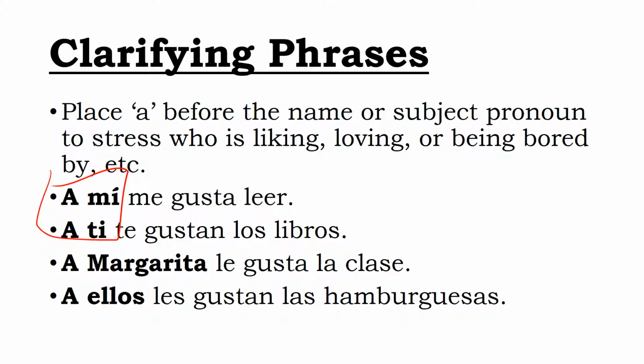For the rest of the forms, all of the rest of the subject pronouns, we can say a ellos, a él, a nosotros, a vosotros, or a person's name or a general title, like a Margarita, a la profesora, al alumno. All of these can be used in place of a name or a subject pronoun, but it needs to be used to make clear who is being pleased or bored or interested. Note this always comes before the form of the backward verb.